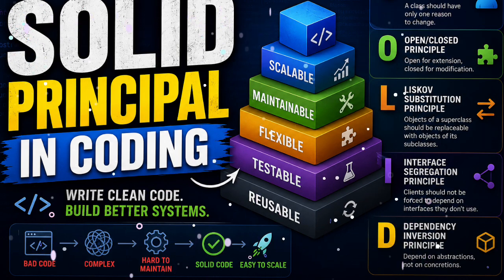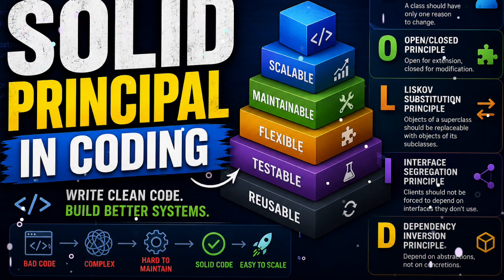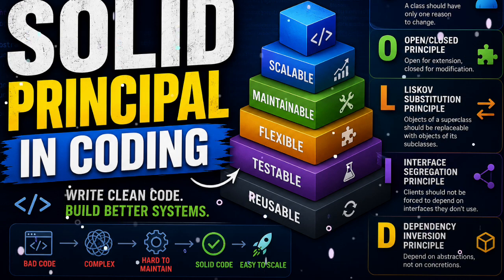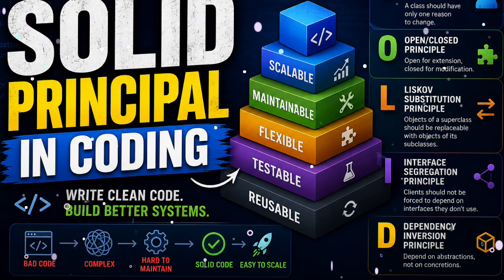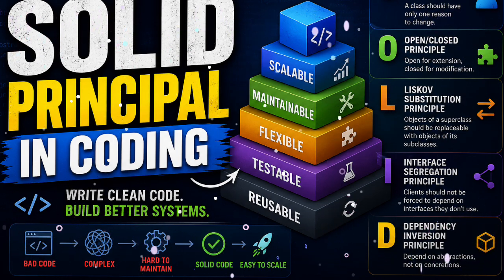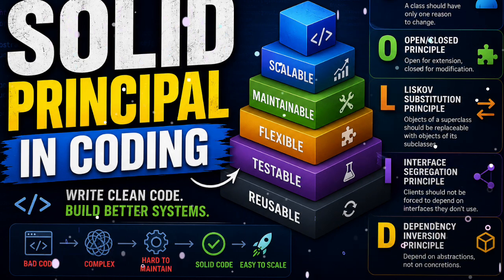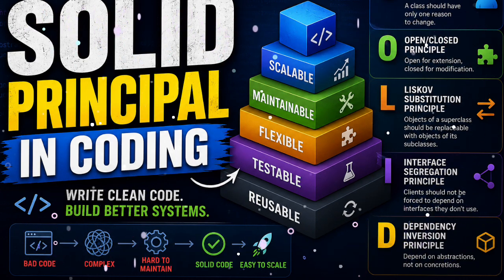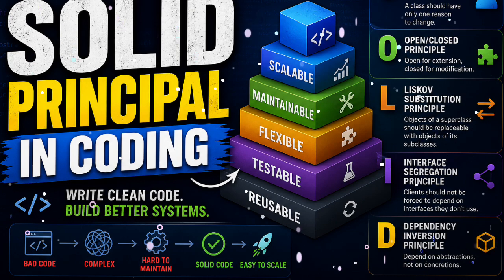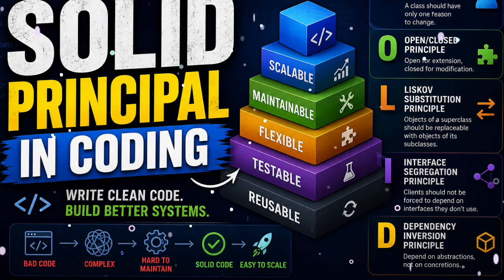But because of our interface, the old printer is forced to implement scan and fax methods. This is wrong design. The solution is create smaller interfaces. Printer interface, scanner interface, fax interface. Now a simple printer only implements printer. A modern printer can implement printer and scanner. Every class only gets what it actually needs. This keeps our code clean.